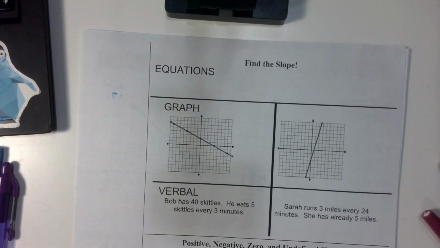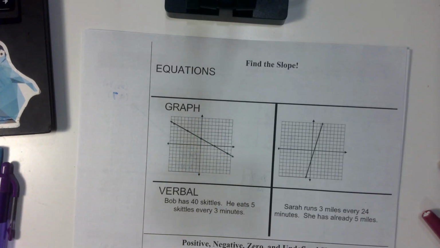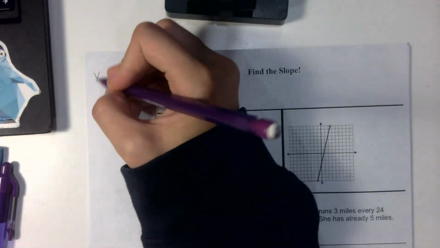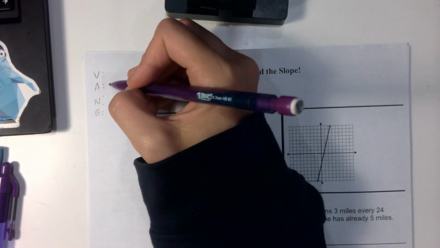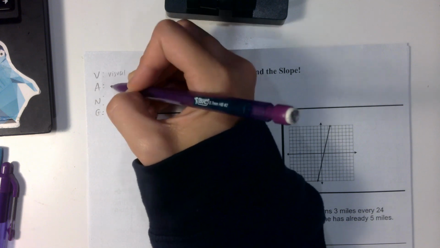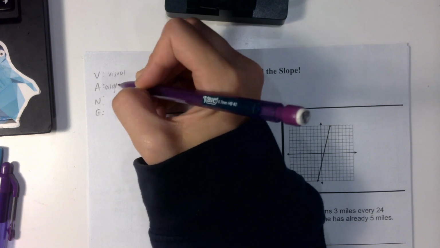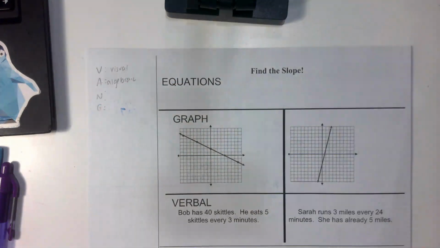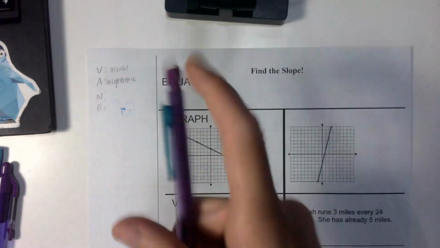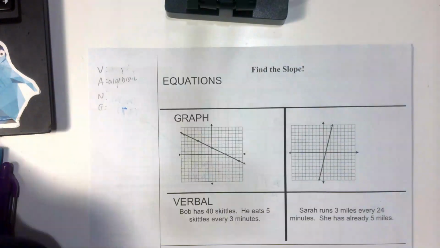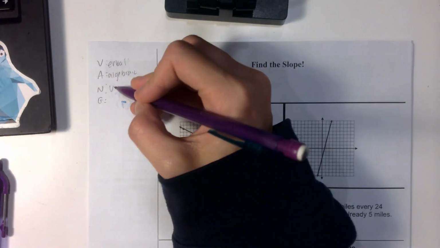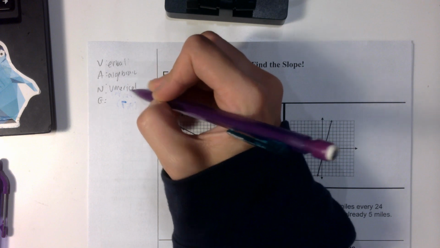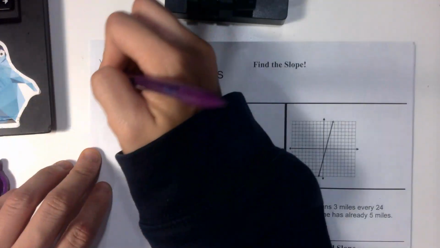Okay, something that's really important is being able to look at things in all different ways. If you remember from previous lessons, we had verbal, algebraic, numerical, and graph. Right, so let's take a look at these.